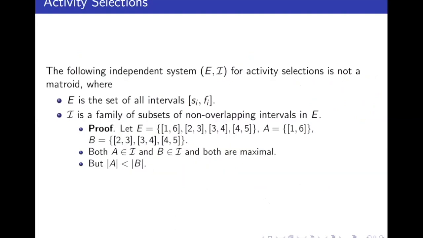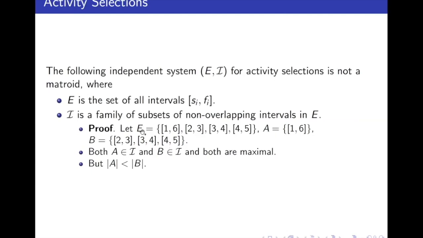Now let's look at an example of activity selection. So earlier we looked at activity selection. If I is a collection of all subsets of compatible activities, it is an independent system, but it is not a matroid. So when we want to say something is not a matroid, we just need to find a counterexample. So here's a counterexample.